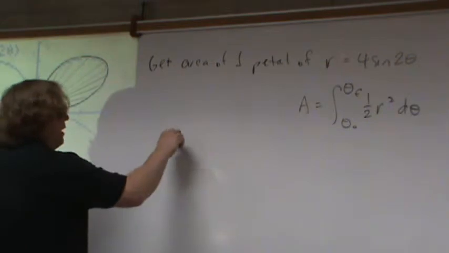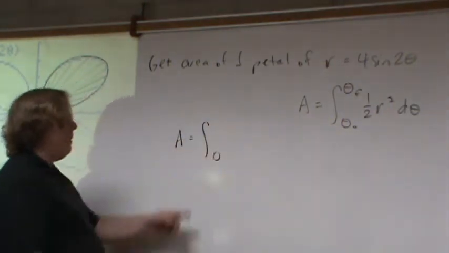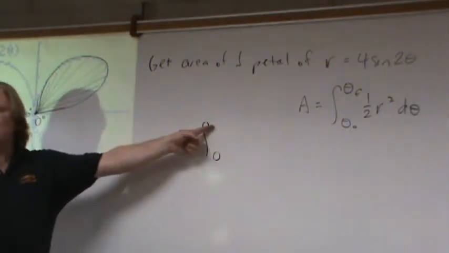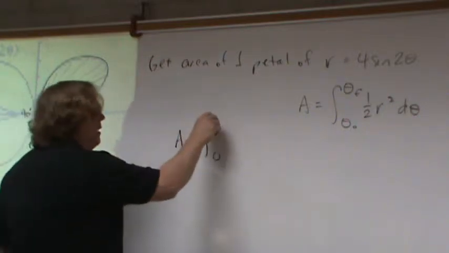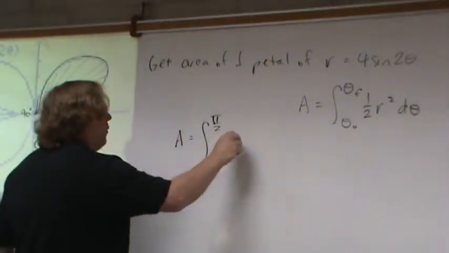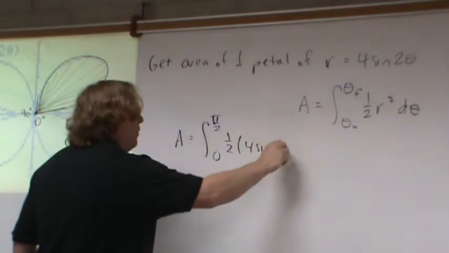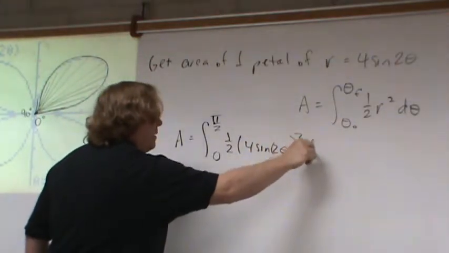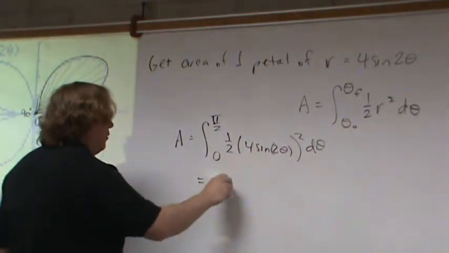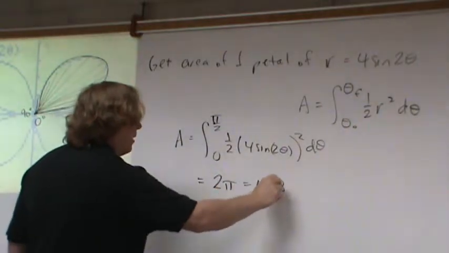Okay, so this area is going to be the integral from 0, but I don't put 90 degrees, no siree, because we have to be in radians mode. So this is 0 to pi over 2, 1/2 (4 sine of 2 theta) quantity squared d theta, and this ends up being 2 pi, 6.28 approximately.